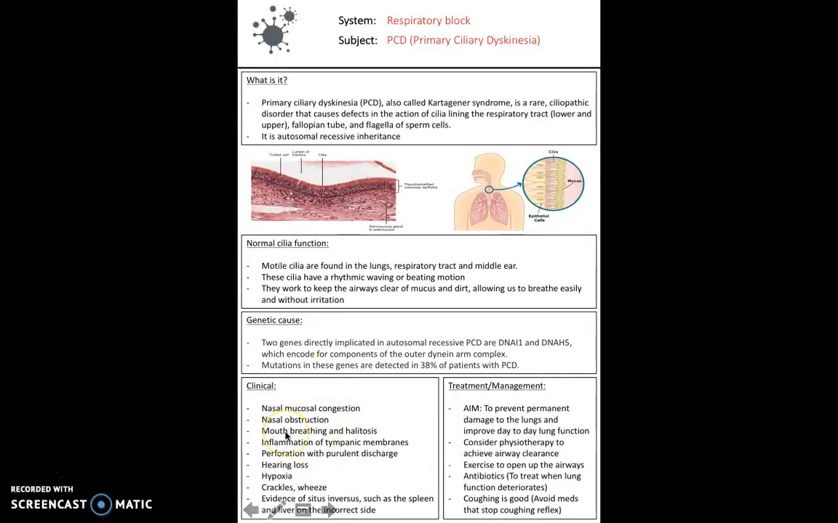Clinically, they're going to have quite bad congestion, nasal obstruction in terms of mucosa. They'll probably be mouth breathing. They might have inflammation of the tympanic membrane, because remember you've got cilia in your middle ear as well. You could have hearing loss, hypoxia, crackles and wheeze on examination. So just be aware of some clinical signs of PCD. But essentially the aim of treatment is to prevent permanent lung damage and improve day-to-day function, and physiotherapy is quite a good way to do that. And as well, coughing's good, so encourage coughing because it gets up that mucus which is getting stuck in the lungs. So avoid medication as well that stops the coughing reflex.